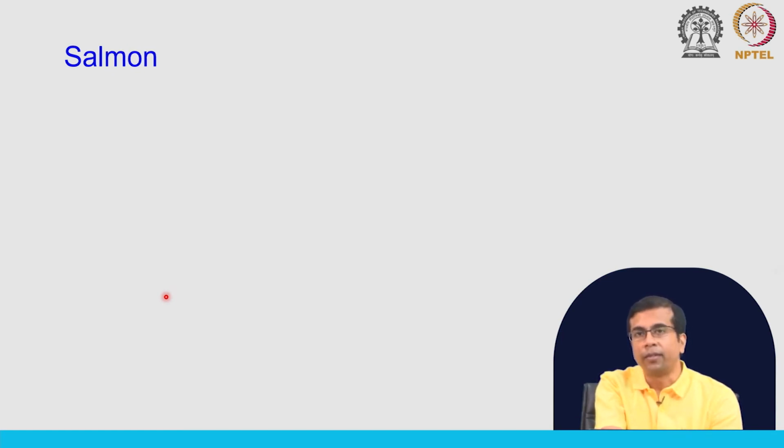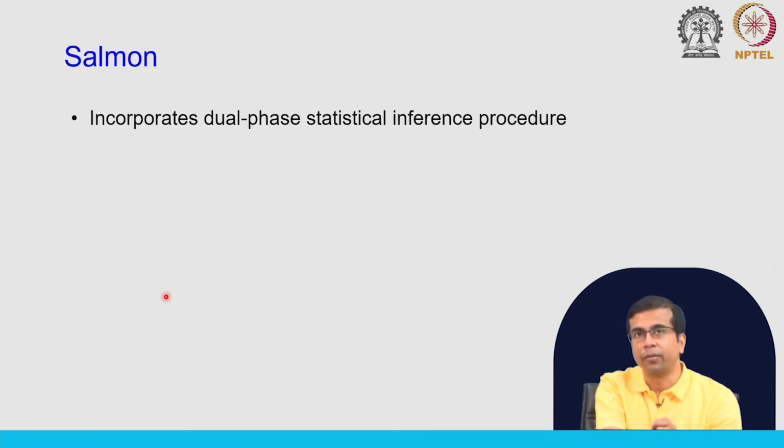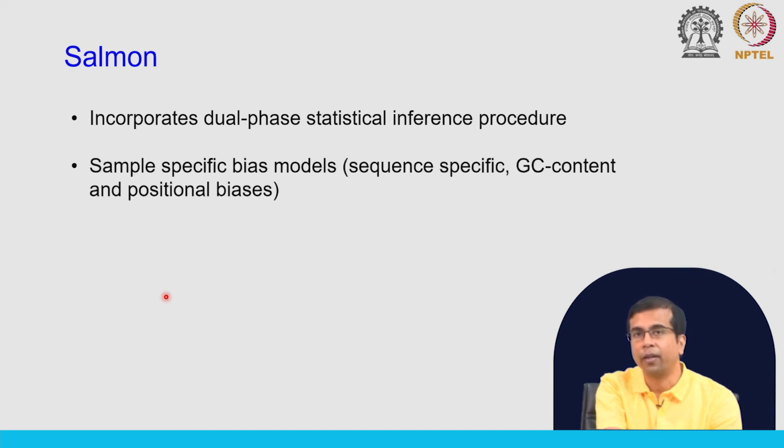The other tool that is very popular is Salmon. Again, we will not go into the statistics. I will just very briefly mention what it does. It uses something called a dual phase statistical inference procedure, and it can also take into account RNA sequencing biases, for example sequence specific biases or GC content biases. Do not worry about these biases, which we will discuss in much more detail. So there are two phases in this algorithm, as you can see.